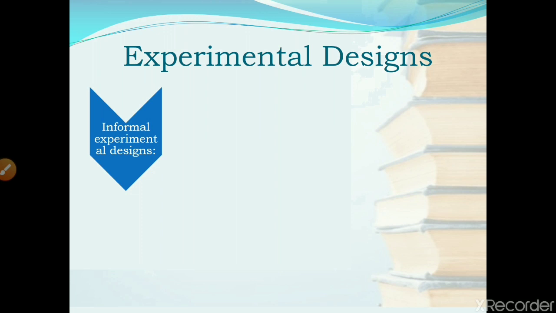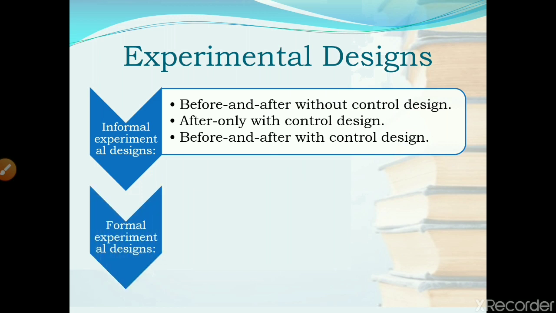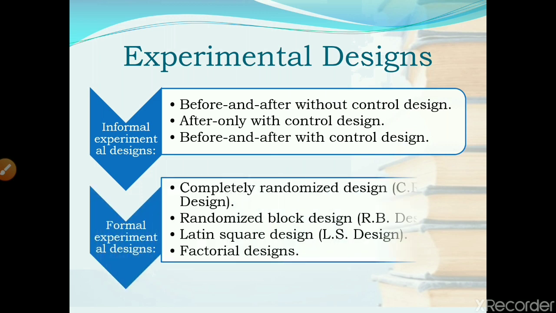So, the important informal experimental designs are before and after without control design, after only with control design, before and after with control design. And the various formal experimental designs are completely randomized design, randomized block design, Latin square design and factorial design. Now we will discuss all these one by one.